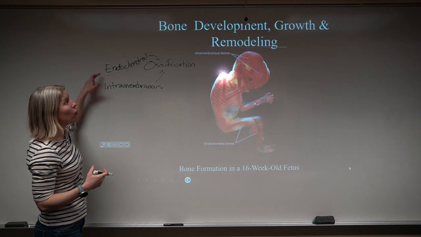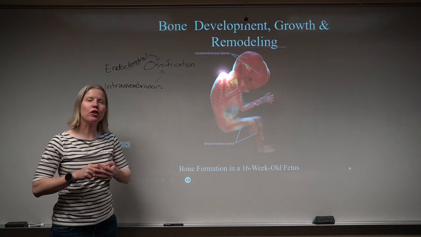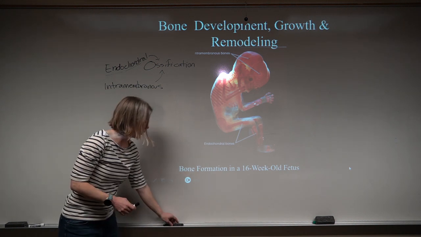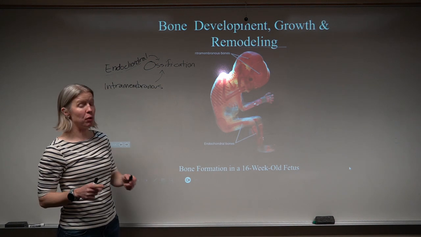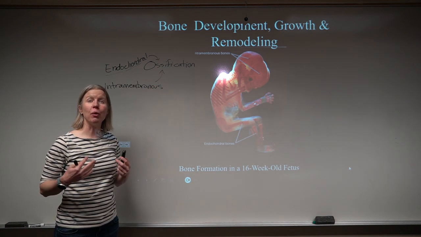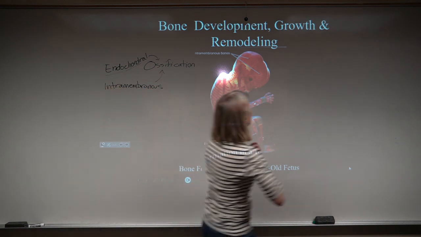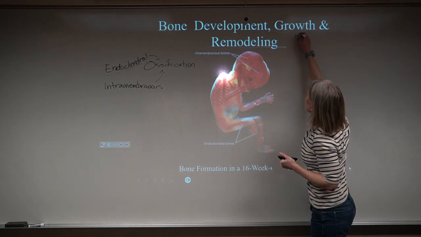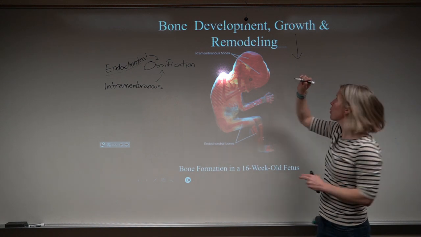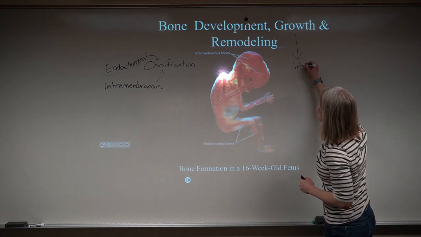But notice both of these forms of ossification are going to require some kind of precursor connective tissue that then is going to turn into bone. So let's look at those processes. Then we'll talk a little bit about how bones grow. They grow, let's just put this out here first. They grow both in length, we call that interstitial growth.